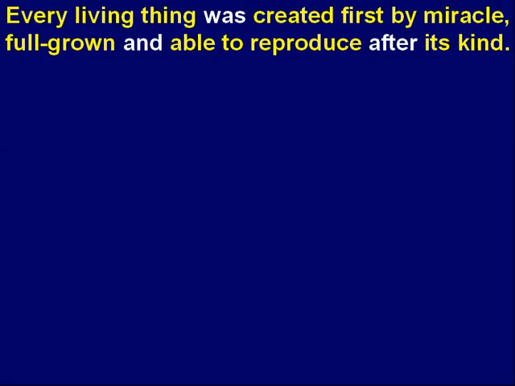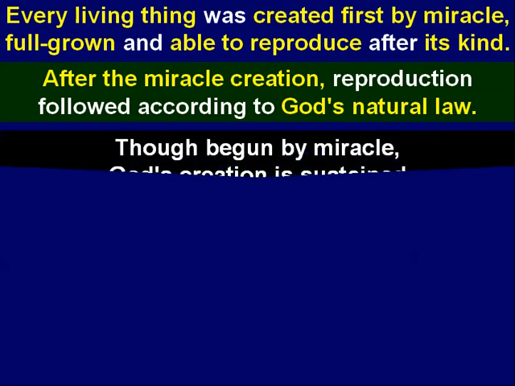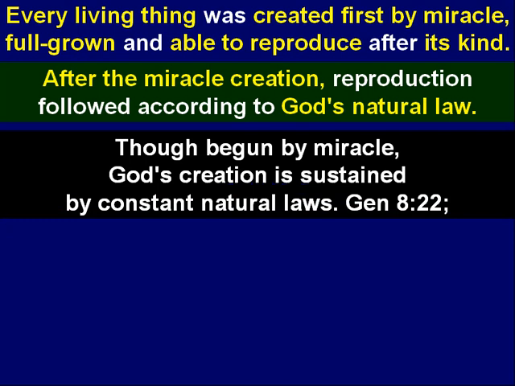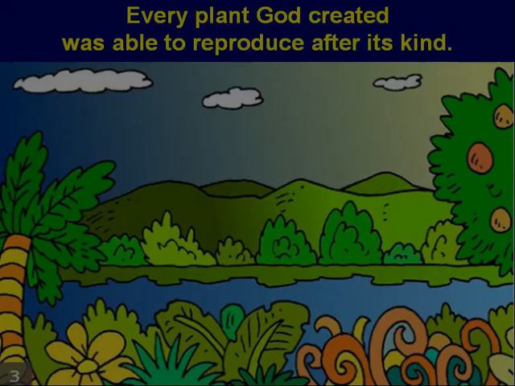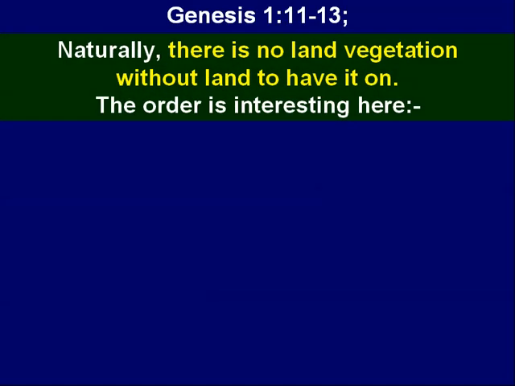Every living thing was created first by miracle, full grown and able to reproduce after its kind. After the miracle, creation and reproduction followed according to God's natural law. Though begun by miracle, God's creation is sustained by constant natural laws. Every plant God created was able to reproduce after its kind. Naturally, there's no land vegetation without land to have it on.